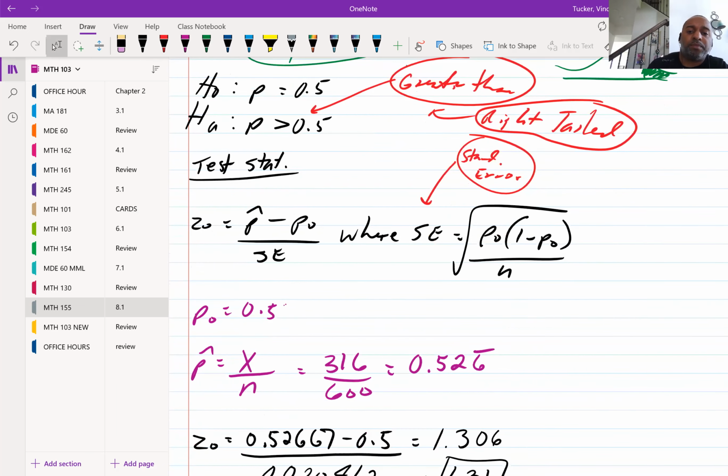Also in the problem, they gave us this, our p hat. Like I said, we're going to go through one that has the wording. I'm just walking you through the steps. We have p naught, and then p hat is calculated this way. You have your x, and then the sample size. And that ended up being 0.52, and the 6 is being repeated.